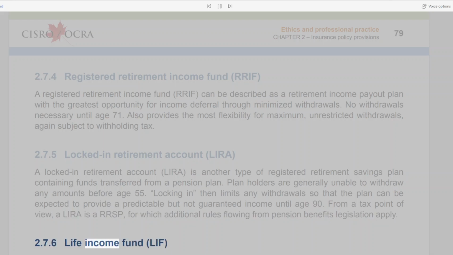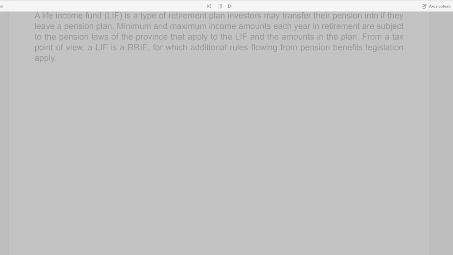2.7.6 Life Income Fund, LIF. A life income fund is a type of retirement plan investors may transfer their pension into if they leave a pension plan. Minimum and maximum income amounts each year in retirement are subject to the pension laws of the province that apply to the LIF and the amounts in the plan. From a tax point of view, a LIF is a RRIF, for which additional rules flowing from pension benefits legislation apply.